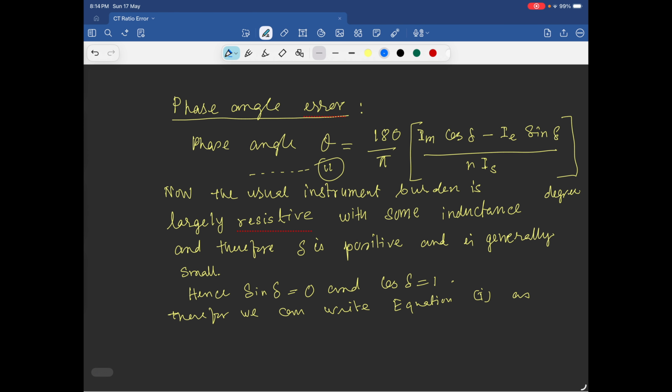Now for deriving phase angle error, we first need the expression of the phase angle. So phase angle theta, in degrees, is equal to 180 by pi times (Im cos delta minus IE sin delta) by NIS.